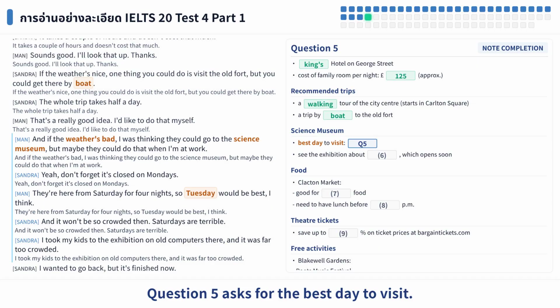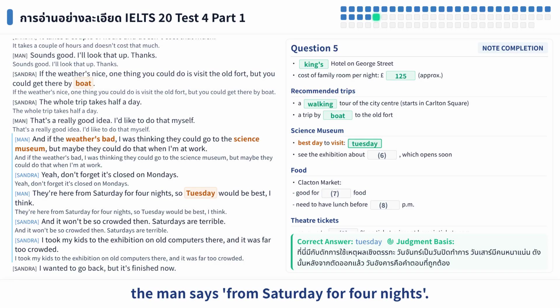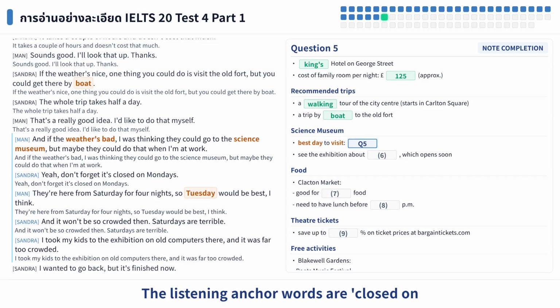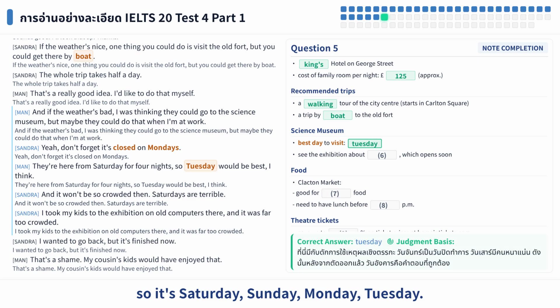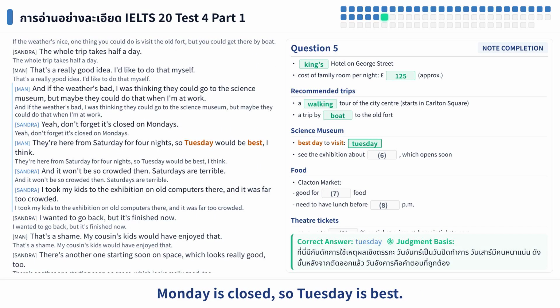Question 5 asks for the best day to visit. The answer is not directly stated. You need to think about the closing day and the stay. The clue word is best day. Sandra first says closed on Mondays. Then the man says from Saturday for 4 nights. The listening anchor words are closed on Mondays and 4 nights. The man says from Saturday for 4 nights, so it's Saturday, Sunday, Monday, Tuesday. Monday is closed, so Tuesday is best.